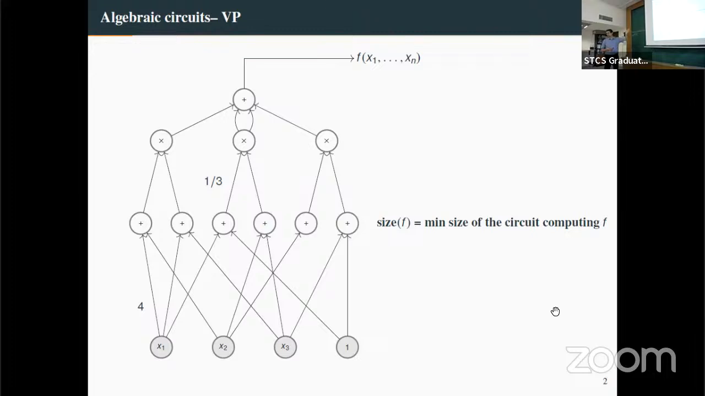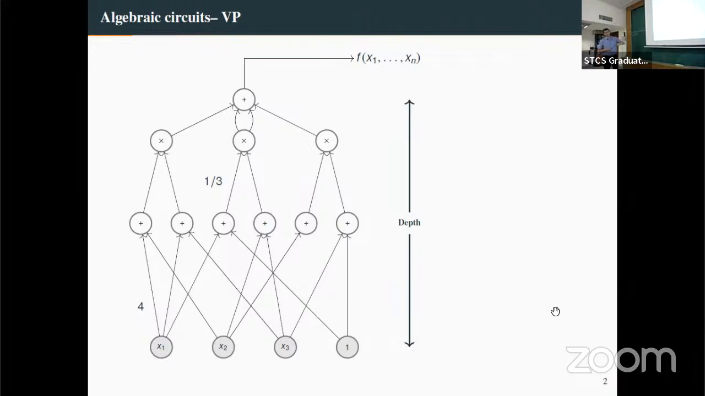So there will be many graphs and you have to pick the smallest one. That also can be many. It's not unique. Minimum is not unique. But the size, the min size, is unique. So that is what size of it is. And depth is how many layers there are. So this I will call depth 3.